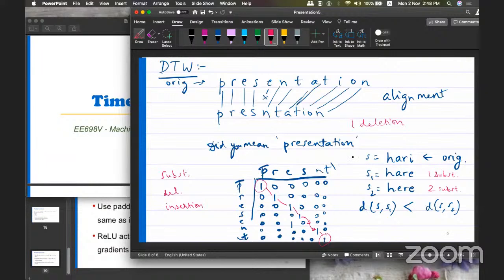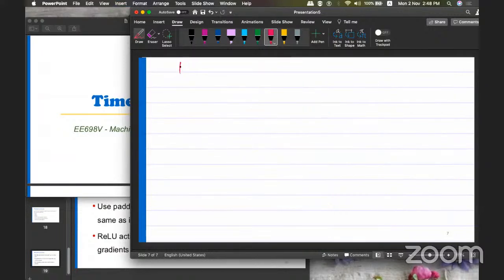So how to find the least number of operations needed to convert s into s1? That is called the distance. This whole thing is equal to distance of s comma s1.